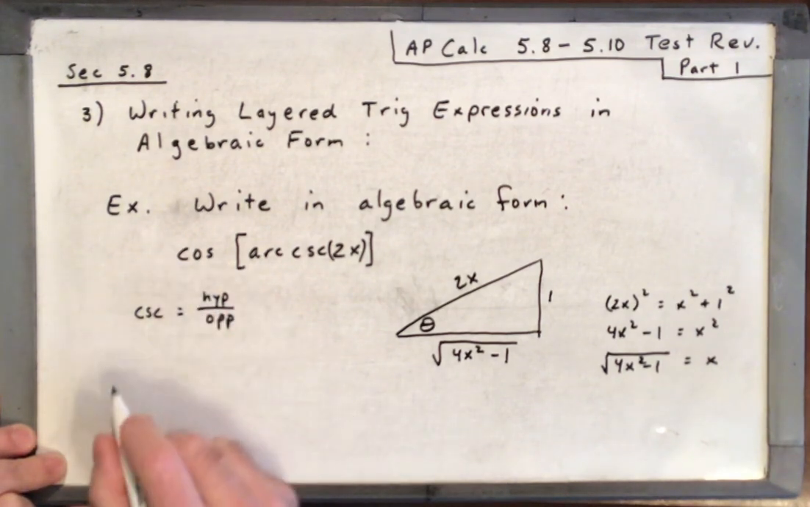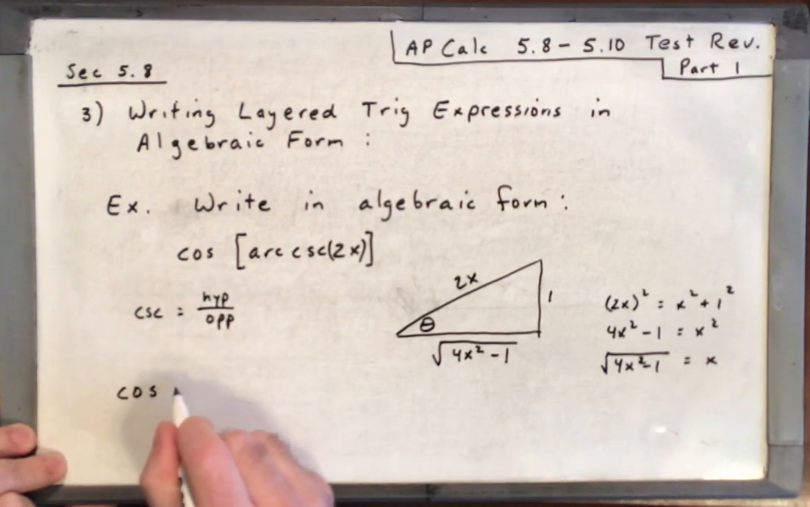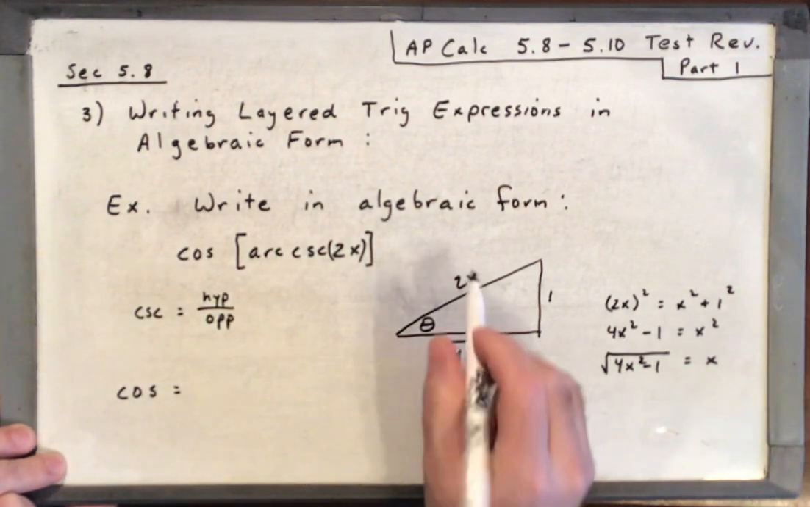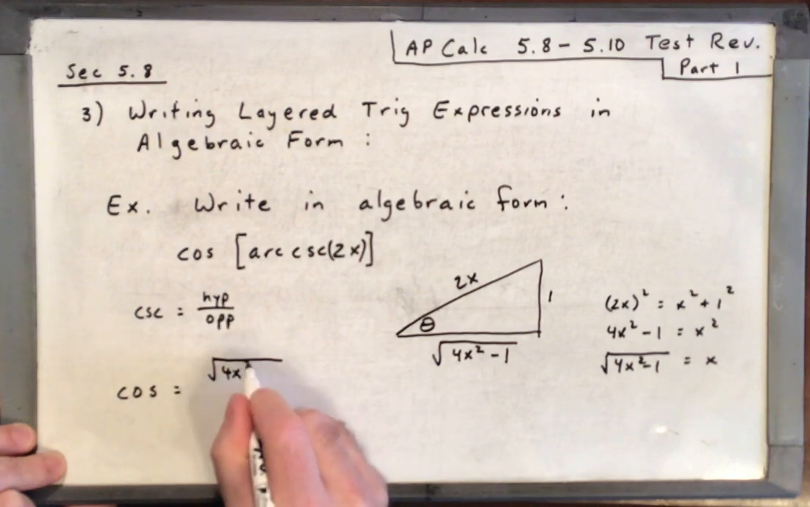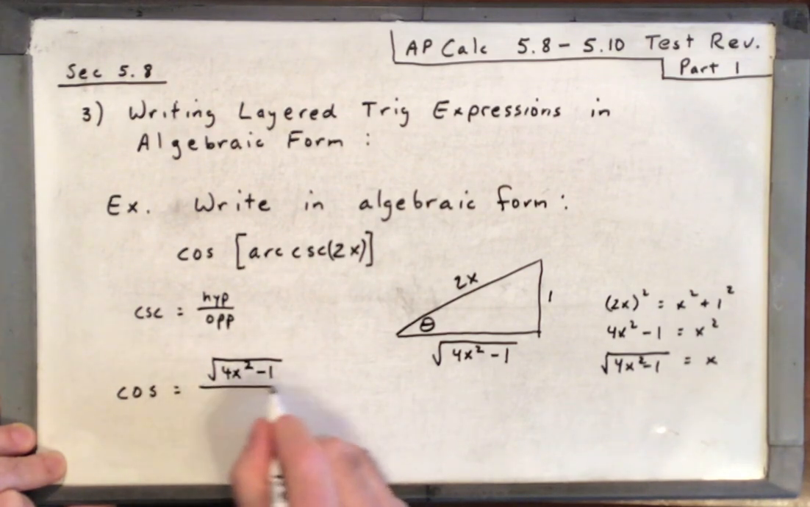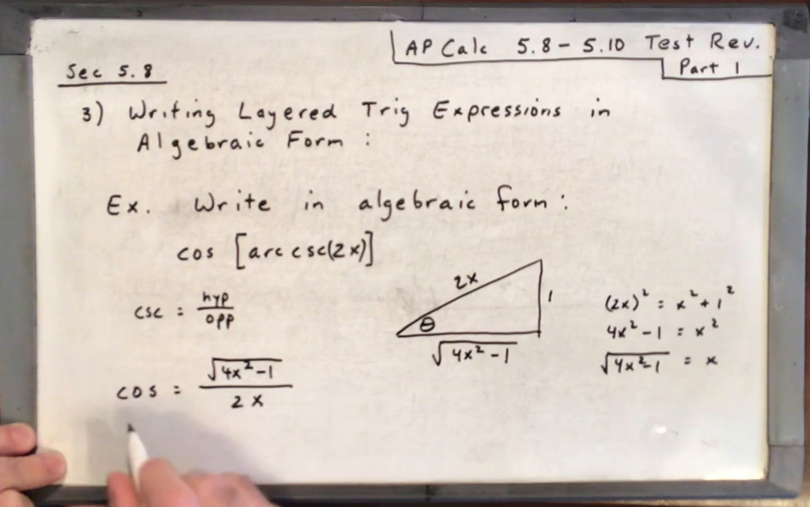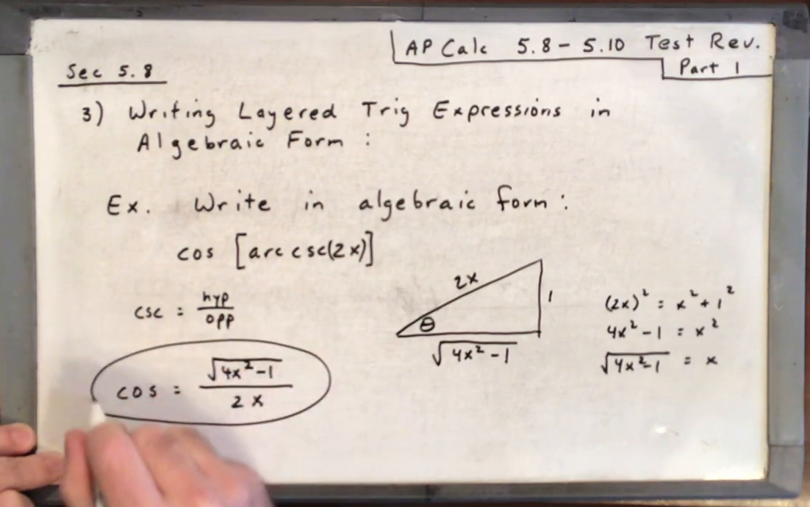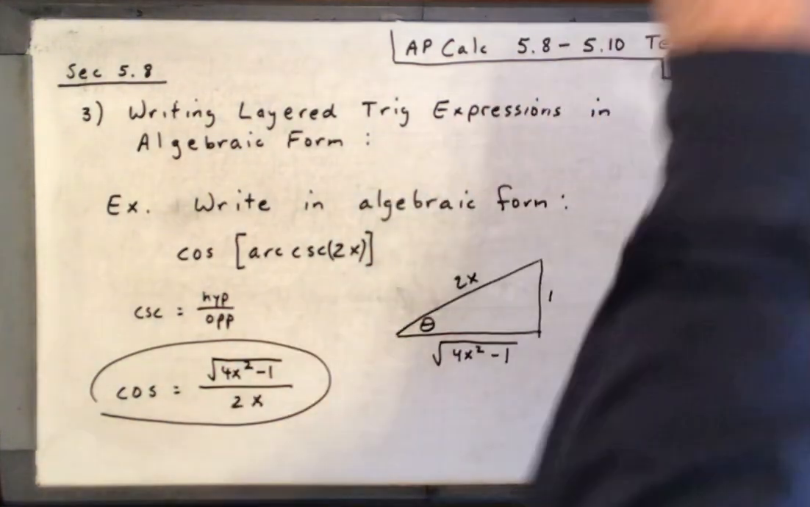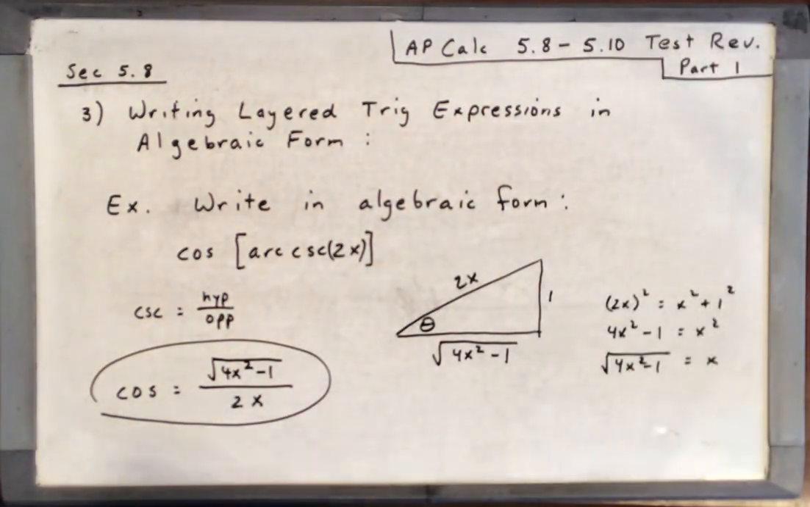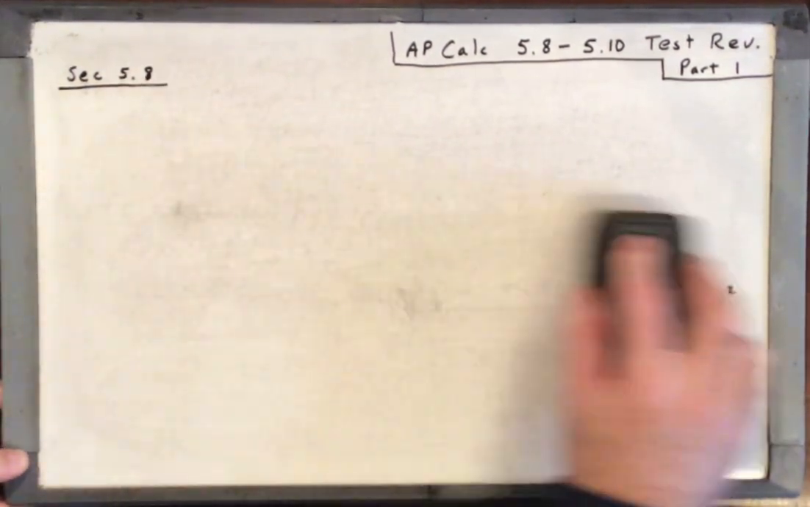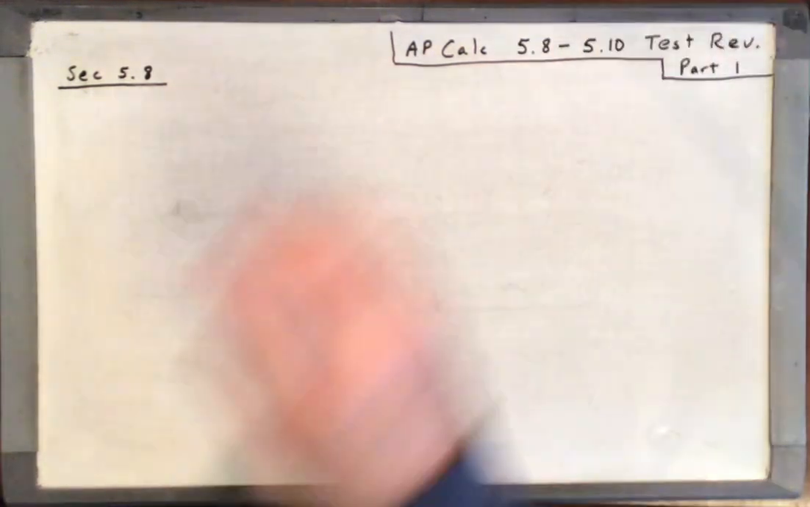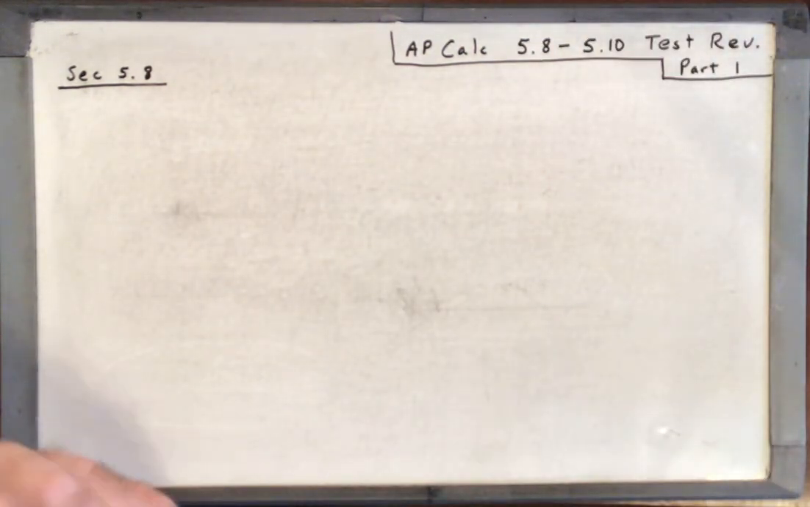All right, so what is the cosine of that thing? Well, we know cosine is adjacent over hypotenuse. So the square root of 4x squared minus 1 over 2x. Boom. All right, so that is topic number 3. Okay, topic 4.